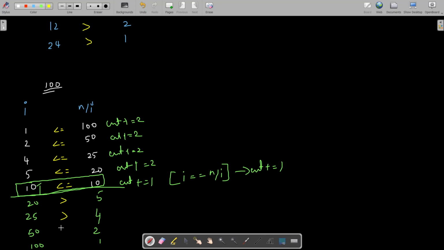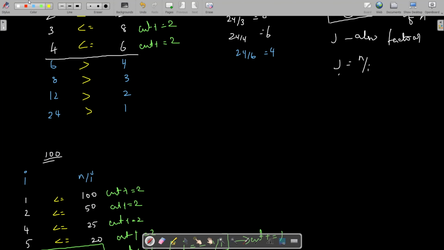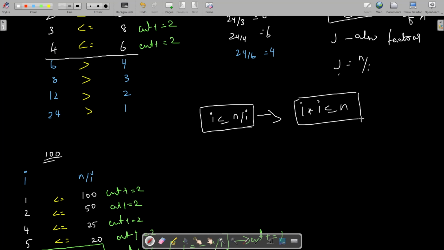So greater than, greater than, greater than. According to our observation, i ≤ n/i. How many of them agree with this condition? If this is true, then i into i ≤ n is also true. So this is our condition, and we have to increment our count.